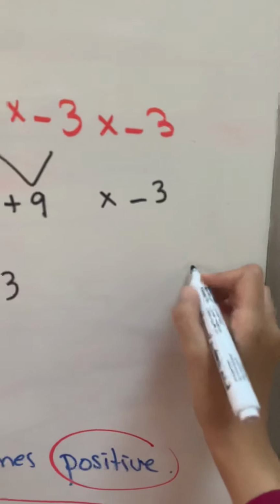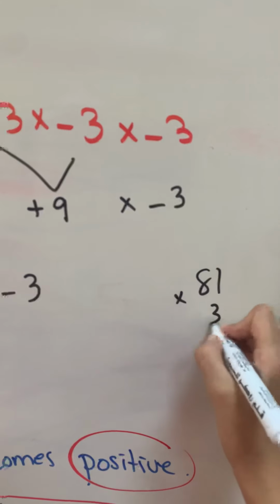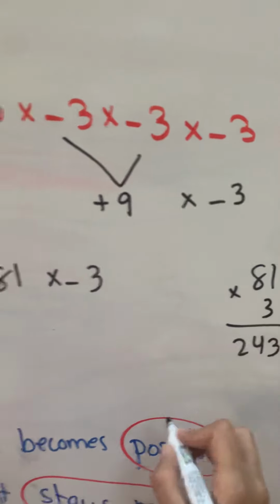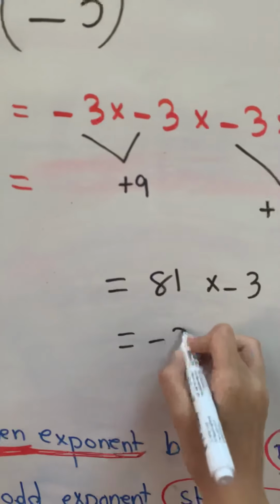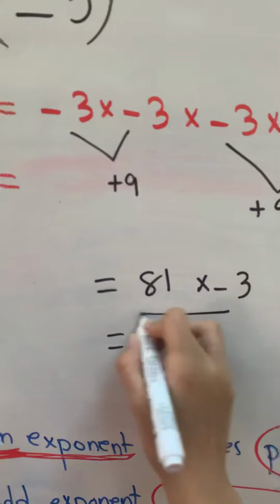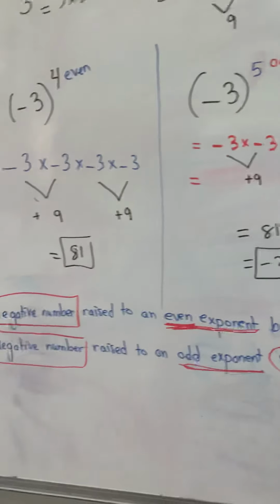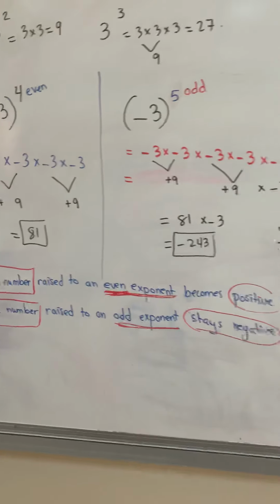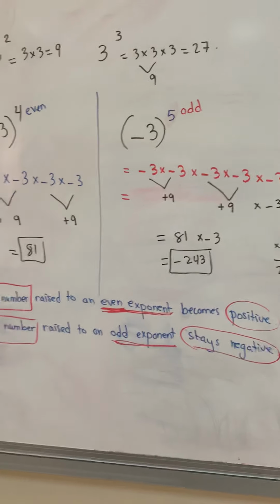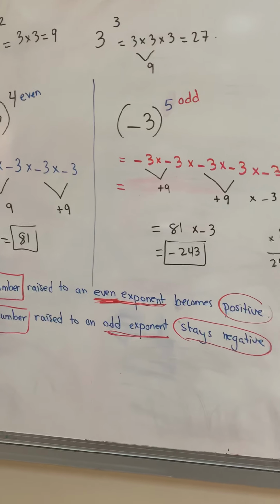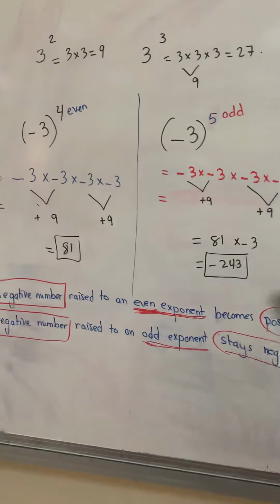If you don't know, use the calculator. If you don't know, just use scratch. 3 times 1 is 3. This is 24. So it's minus 243. Okay? So when I have a negative number raised to an even exponent, it becomes positive. While if the negative number is raised to an odd exponent, it stays negative. Now these are easy to implement.